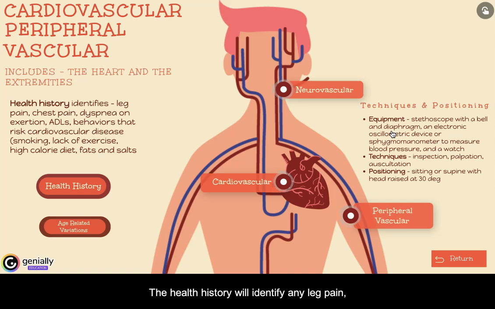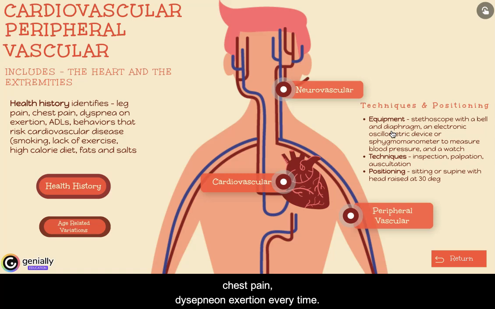The health history will identify any leg pain, chest pain, dyspnea on exertion. Every time, are they short of breath when they exert themselves? How they perform the ADLs, behaviors that risk cardiovascular disease, for example, smoking, lack of exercise, high-calorie diet, fats and salts. All of these will be identified in their cardiovascular health history.